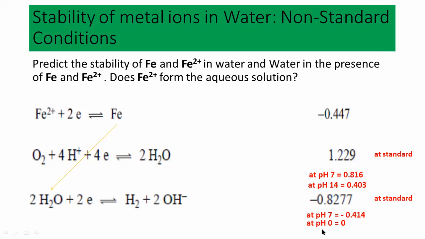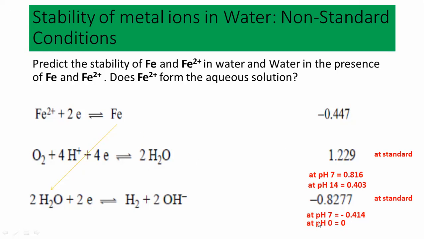Now if the pH is 0, let's see what happens. When you put the value, you will get the cell potential is 0. Again, I'm not going to discuss it over here because I have already derived the equation. You just put the pH value over there and you get the cell potential. So again, E cathode minus E anode, minus 0.447, you will get the value of plus 0.447. Again, this is a spontaneous reaction.